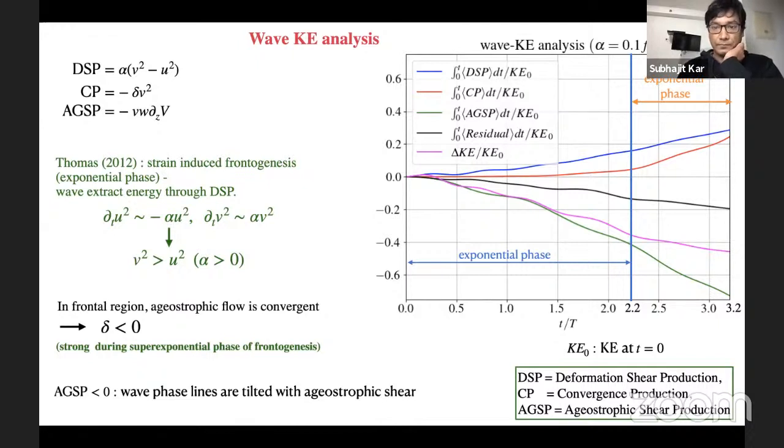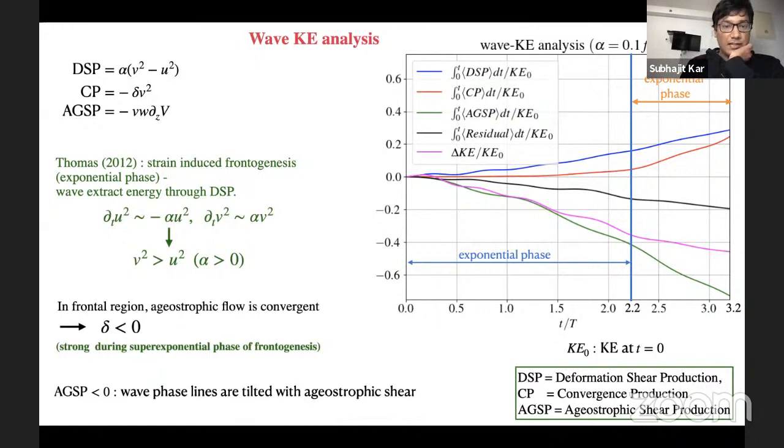The kinetic energy change with respect to the initial kinetic energy is the magenta line. One thing to notice is that in the exponential phase, the DSP is the most dominant term, and once you go into the super-exponential phase, the CP starts kicking in and starts dominating, although it is not dominant overall.